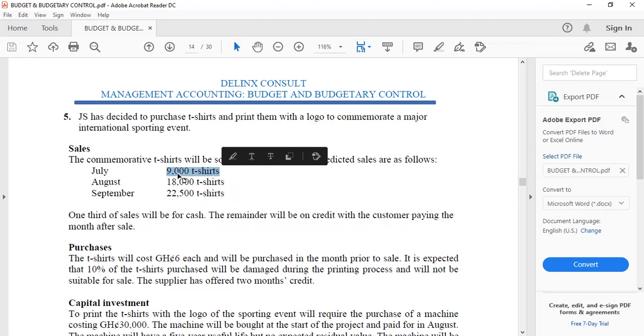Okay. The 9,000 which was for July are not the actual what? Production. They were not the actual goods produced. They were not the actual t-shirts purchased and produced. They were the ones that were left, or that are declared good, after 10% are being declared what? Damaged.